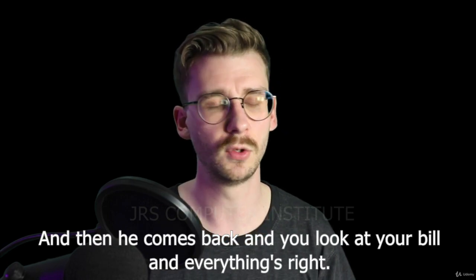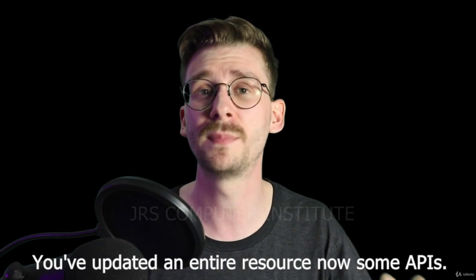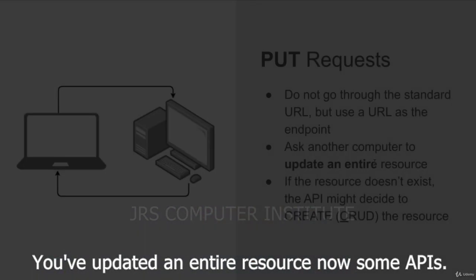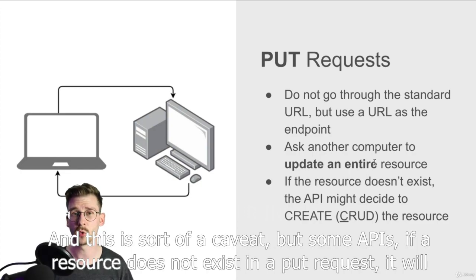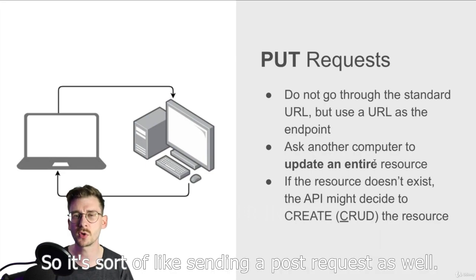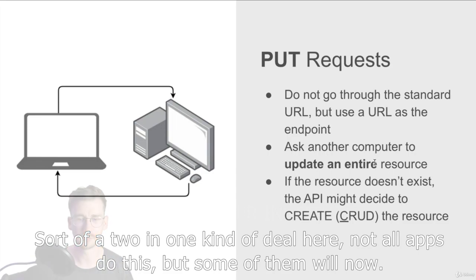And then he comes back and you look at your bill and everything's right. There's a pizza on there for $14 and there's no steak. You've updated an entire resource. Now some APIs, and this is sort of a caveat, if a resource does not exist in a put request, will make it exist. So it's sort of like sending a post request as well. It's sort of a two-in-one kind of deal here. Not all APIs do this, but some of them will.